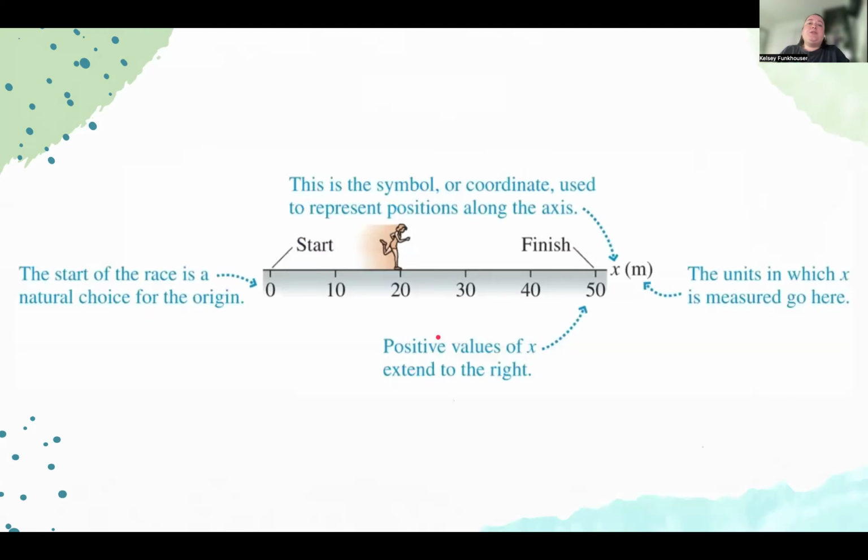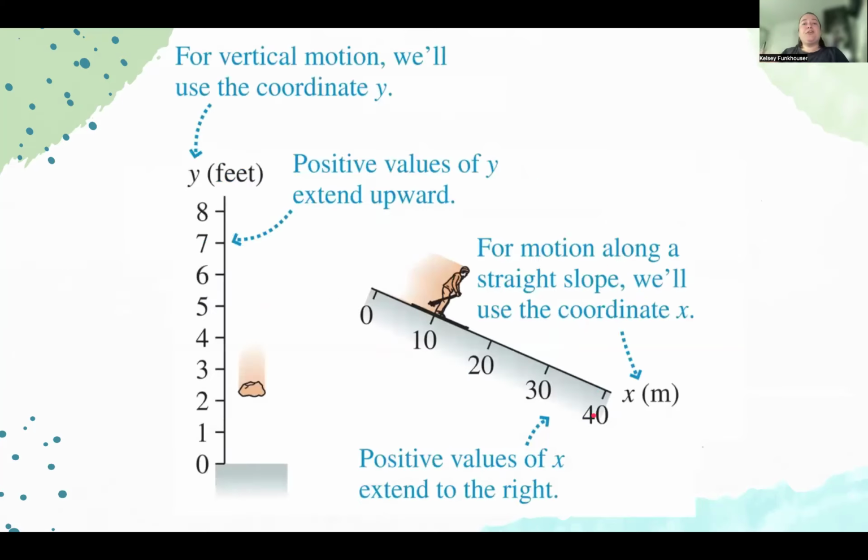For horizontal motion, we use x as the variable of position. For example, in this snapshot, we have a runner and their position is 20 meters. And so x being their position is 20 meters, or x equals 20 meters. For vertical motion, we'll use y instead of x. So for this one, the origin is set at the ground, which makes sense, and then the numbers go up from there. We have this rock that's right around 2 feet from the origin, and this would be positive.